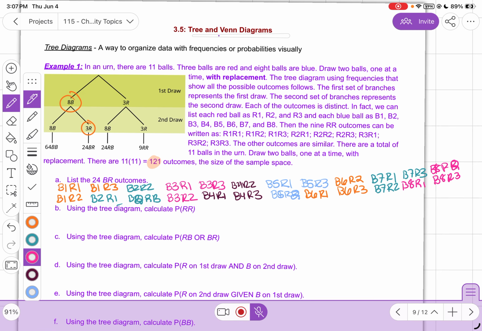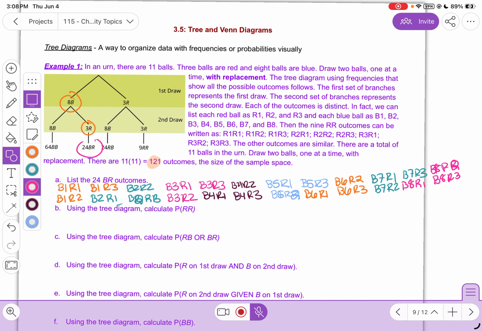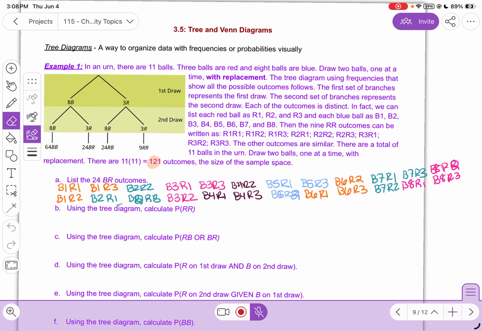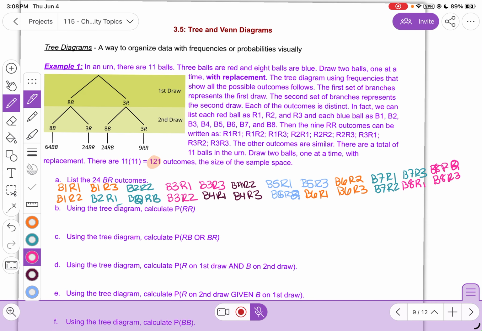So those are all the groupings of picking a blue ball first and then a red ball second. And then 8 times 3 is 24, and I have 24 listed there. So that's what it means when it says list all the possibilities. Then B, using the tree diagram, calculate the probability of red, red.